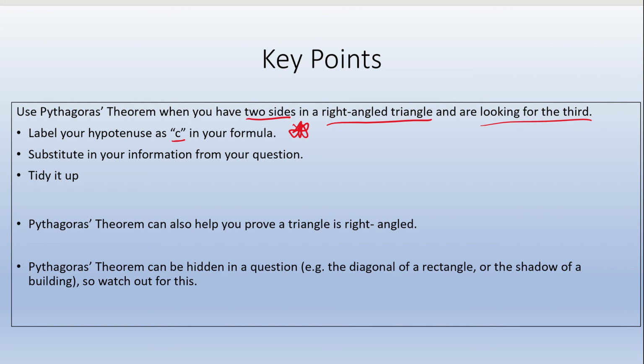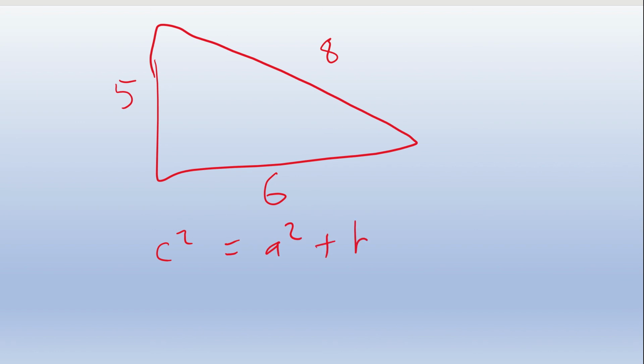Pythagoras Theorem can also help you prove that a triangle is right angled. So if you're given 3 sides in a triangle and you're asked, is that actually right angled? Let's say you had a triangle here, and I'm not going to label a right angle, but let's say 5, 6, and 8. Is that right angled or not? Well, let's see. I'm going to have c squared is equal to a squared plus b squared. If that triangle is right angled, my numbers should fit into this.